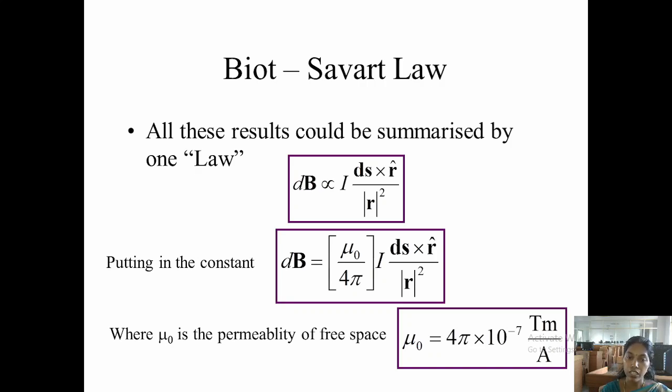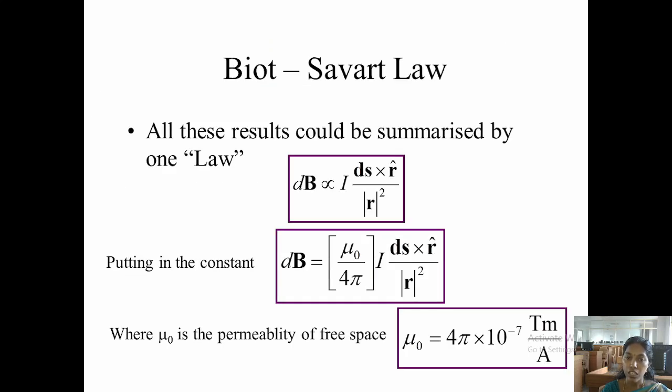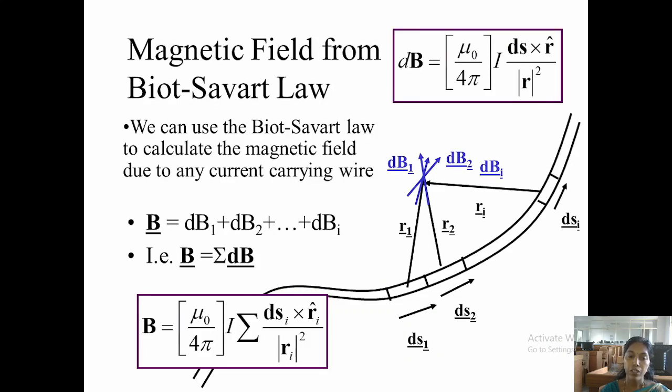So the Biot Savart Law is used to find the magnetic field produced by a current carrying conductor. The formula is dB directly proportional to I ds vector cross r vector. It's a cross product, so sine theta will come when we remove the cross product, divided by r square. While removing the proportionality, we introduce the constant mu naught by 4 pi. Here mu naught is the permeability of free space, whose value is 4 pi into 10 power minus 7.